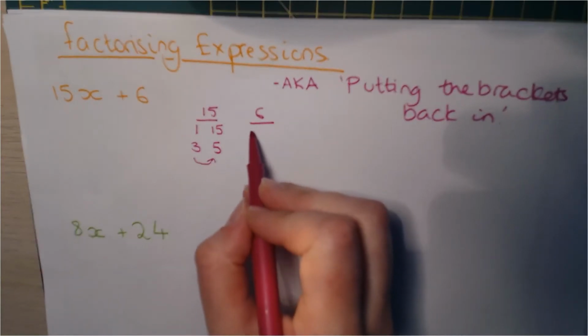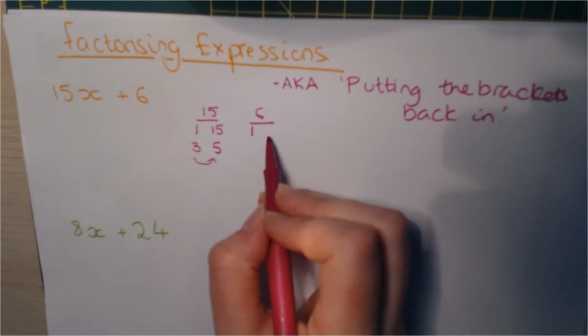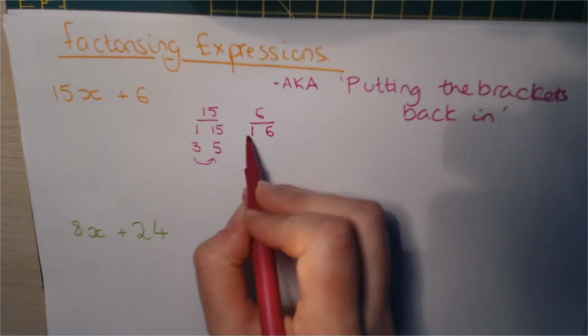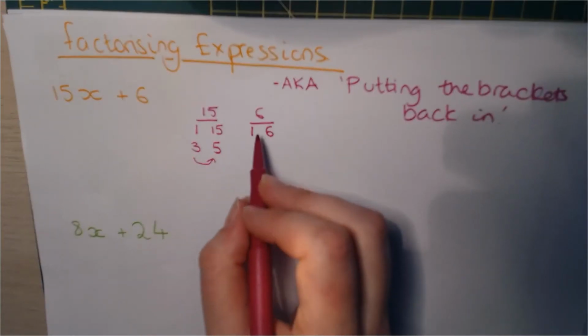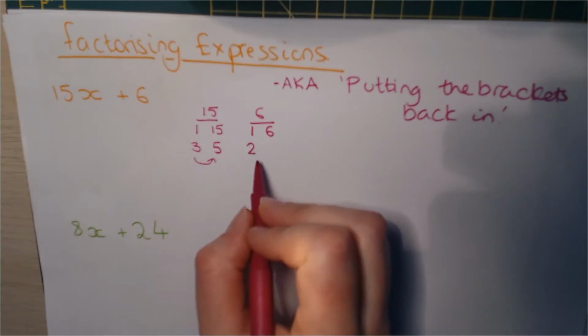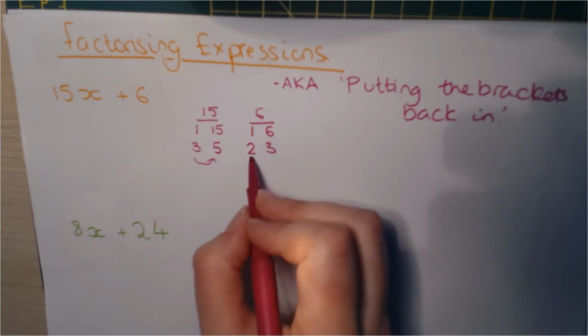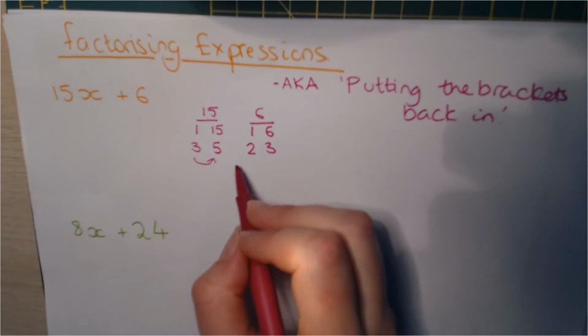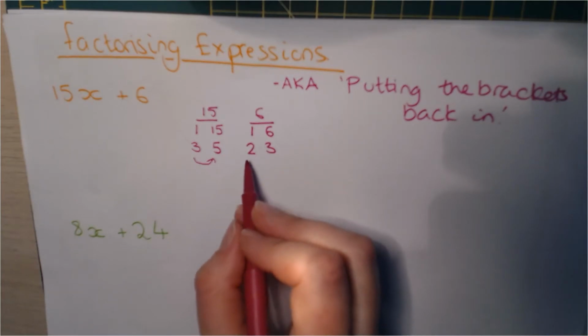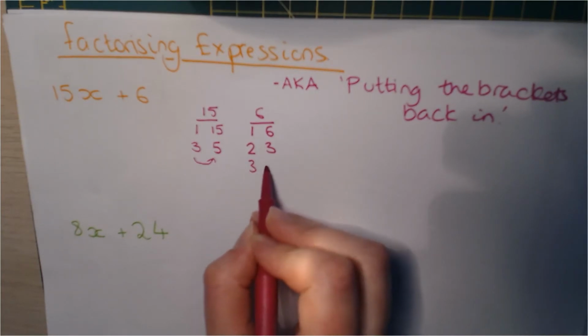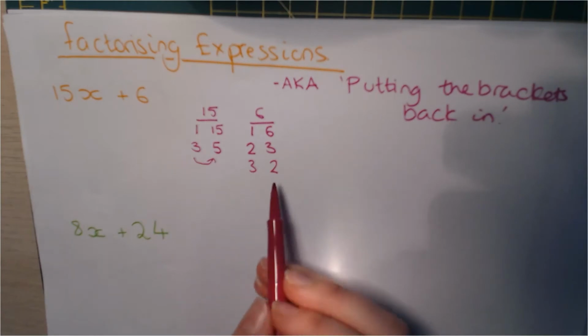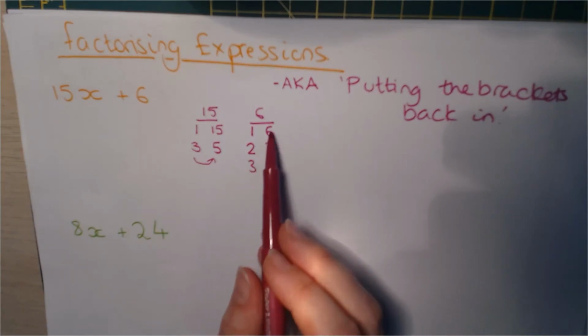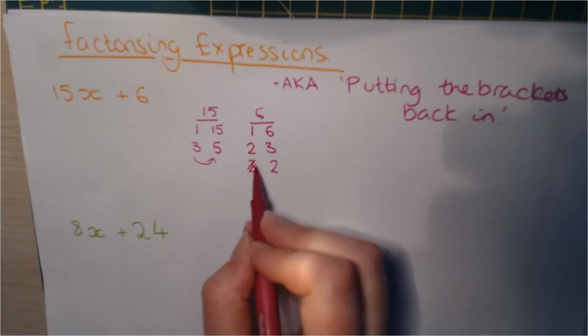Then we're going to do the same thing again for 6. 1 multiplied by what is 6? 1 and 6 are a factor pair. 2 multiplied by 3 is 6. And because we've got 2, 3, what would happen if I carried on? My next number would be 3 multiplied by 2, but we've already got that. We'd start getting all the opposites, which we don't need to do.